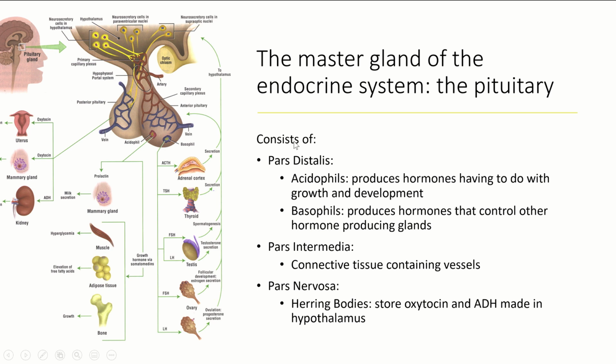It consists of 3 different parts that we're going to need you guys to learn. There's the pars distalis, so that's going to be this one right here. That's going to consist of these 2 main cell types that we need you to know, acidophils and basophils. The way I remember that is acidophils are acid loving, so they're going to stain that very acid-like color. In an H&E stain, they're going to stain very red. They're going to pick up that eosin. They're very acid loving.